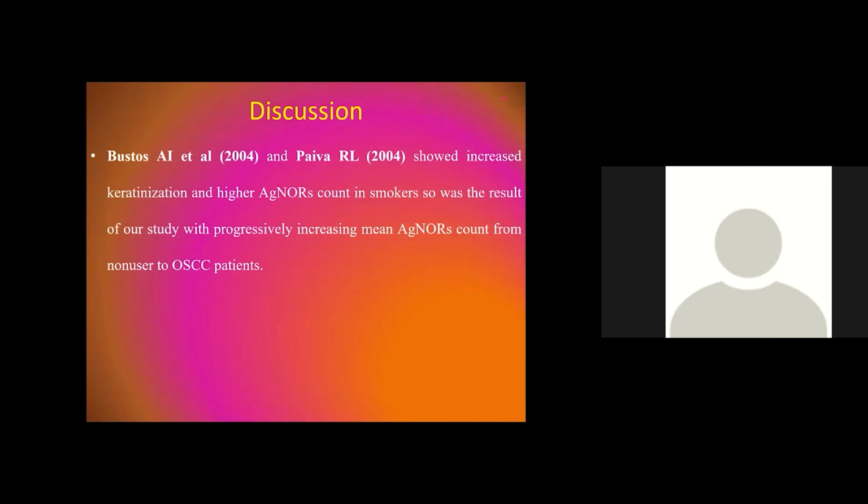Okay, so there were two studies which showed increased keratinization as well as a higher nucleolar count in smokers. So was the result of our study, with progressively increasing mean nucleolar count from non-user to oral squamous cell carcinoma patients.